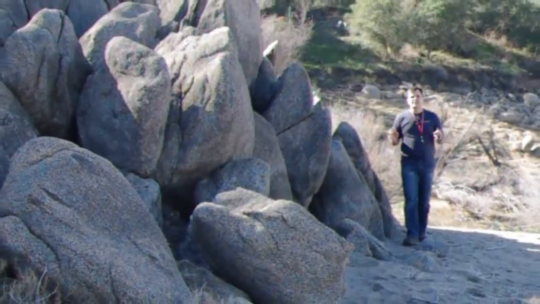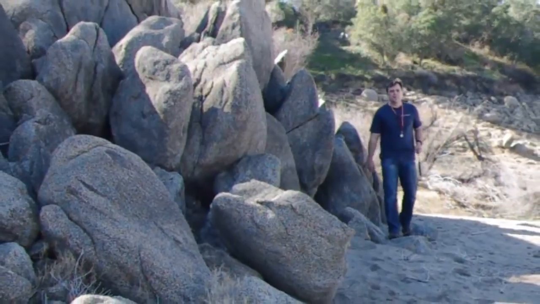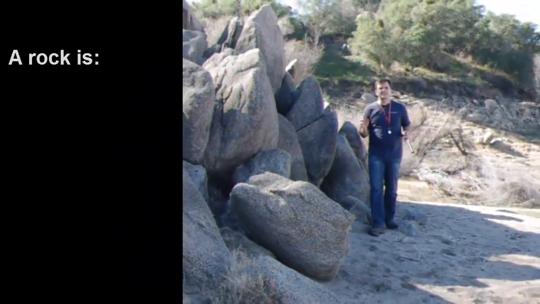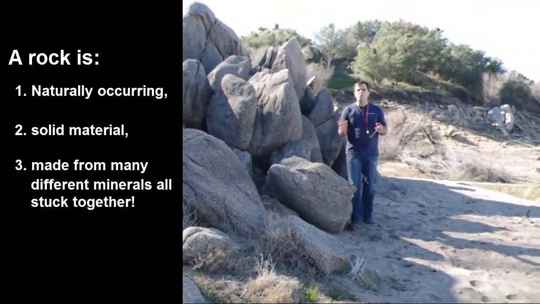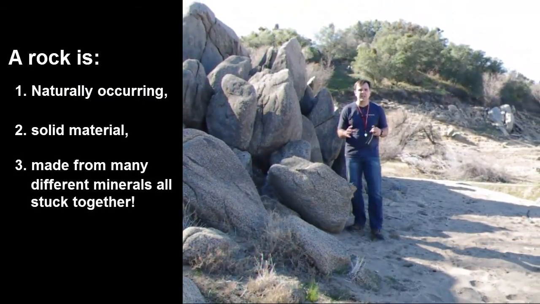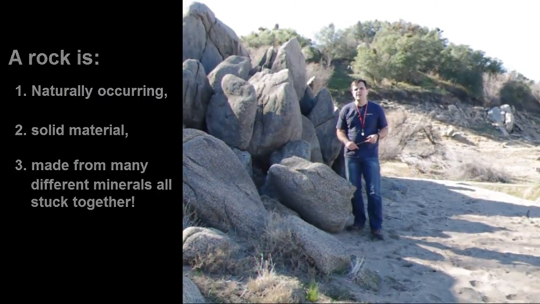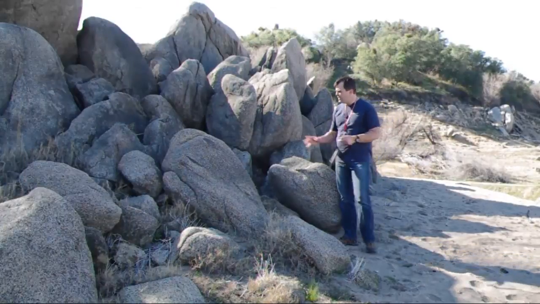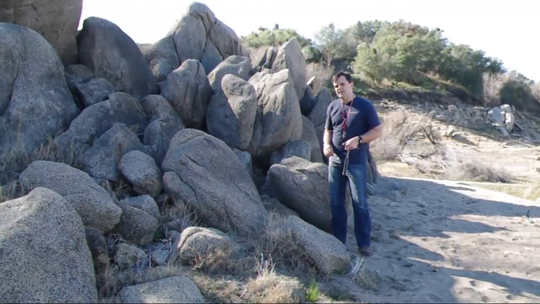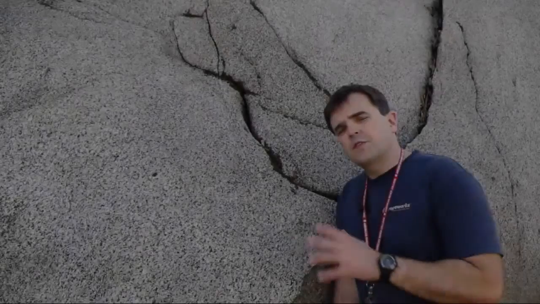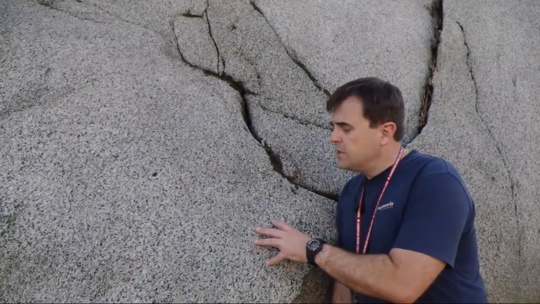So now that we understand what a mineral is, let's talk a little bit about rocks. A rock is a naturally occurring, solid piece of the earth that is made up of a whole bunch of different minerals that are all stuck together in one solid piece. A good example of the rock would be this igneous rock right here beside me. So let's take a little bit closer look at this. So this is a type of rock called Granodiorite.